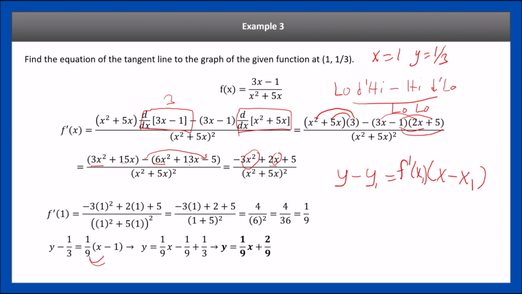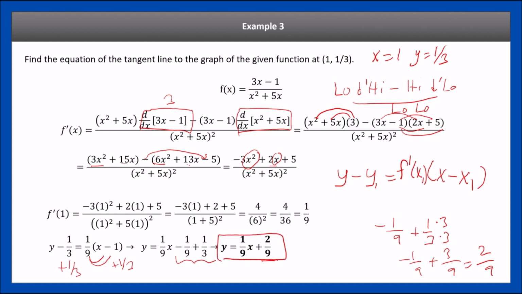Of course, we're going to distribute the 1/9. And then we're going to add 1/3 to both sides. And that's how we get this step here. And then negative 1/9 plus 1/3 is 2/9. Multiply the 1/3 by 3 top and bottom, so that becomes negative 1/9 plus 3/9, which is, of course, the 2/9 that we got over here. So this is the equation of my tangent line.